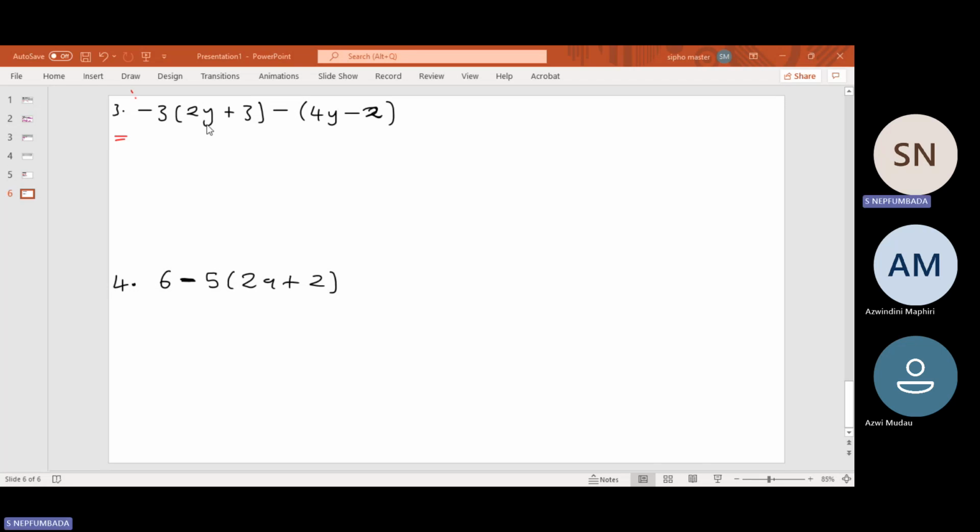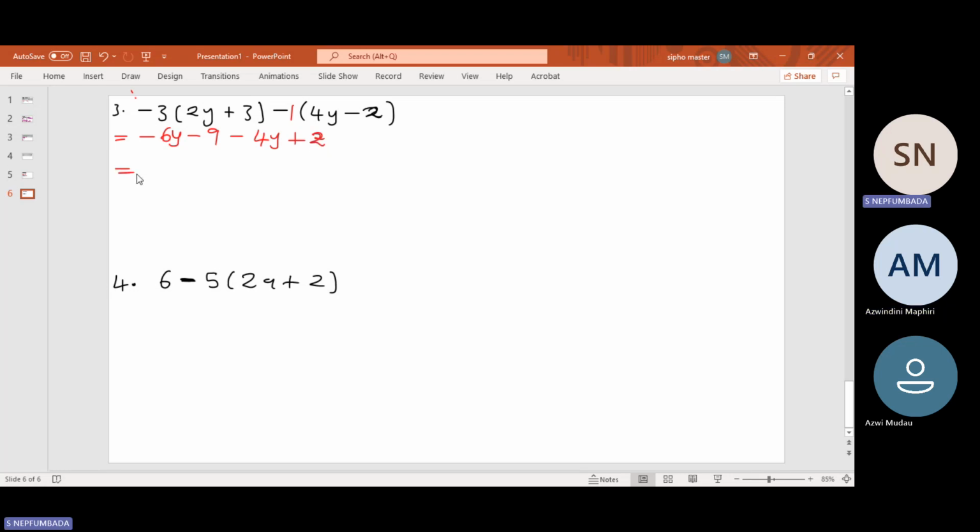Okay, we're going to say minus 3 times 2y, then we get negative 6y. Then we say minus 3 times 3, we get negative 9. Then here we've got a 1, which is an imaginary number. Negative 1 times 4 is negative 4y. Then negative 1 times negative 2 is positive 2.